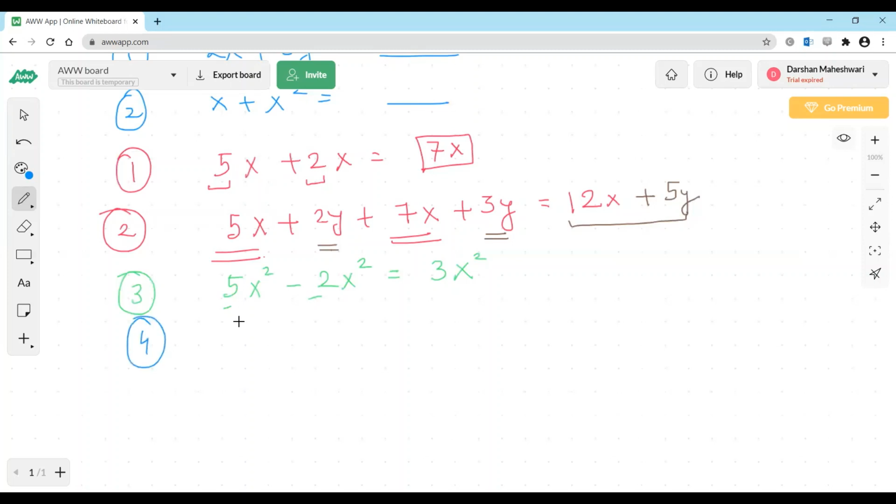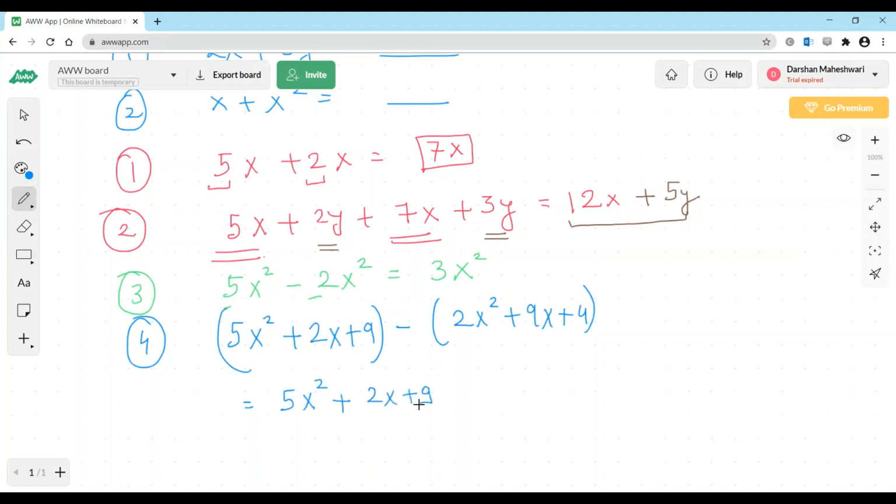Let's take another example. Let's say we have 5x square plus 2x plus 9 minus 2x square plus 9x plus 4. What is the subtraction here? First of all, we have to open up the brackets. The first expression remains as it is, 5x square plus 2x plus 9. Then we open up the brackets of the second one. The minus goes inside, and the sign of all the terms will change. So when it changes, we have minus 2x square minus 9x minus 4.